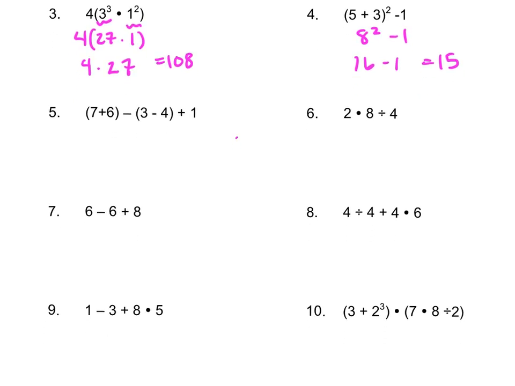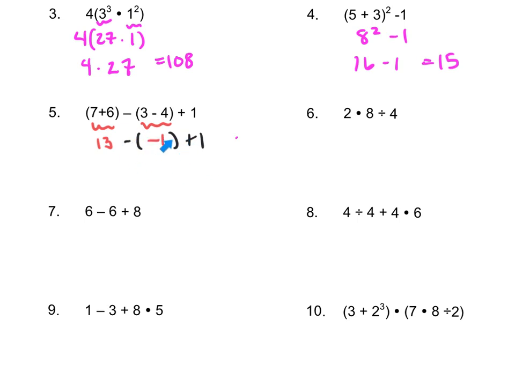Moving along, we're going to do our parentheses first here. So 7 plus 6 is 13. 3 minus 4 is negative 1. So then we have 13 minus negative 1. That's going to happen next because we just have subtraction and addition first.